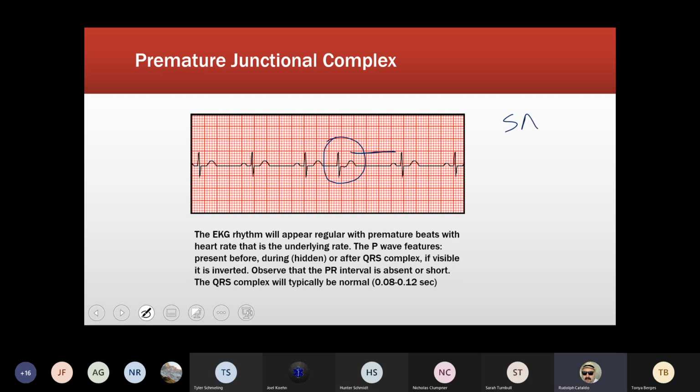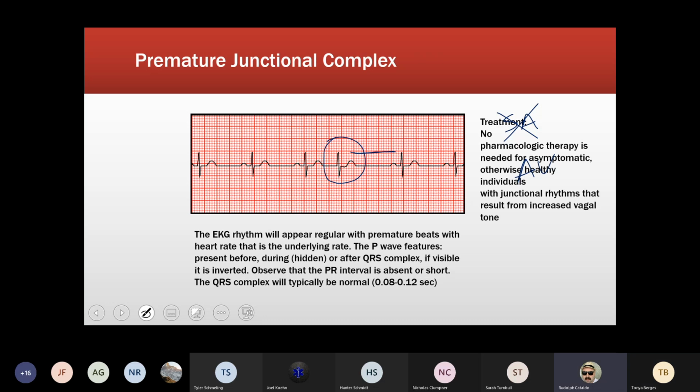So, did it come from the SA node? No. Nope. It did not. Most likely it came from the AV node because it's still narrow. SA node and AV node will still make narrow rhythms. Okay, again, this could be caused by lifestyle changes. When I say treat the patient, not the monitor, if they're tachy, you might have to treat their tachycardia. If they're brady, you might have to treat their bradycardia. It really just depends what their underlying rhythm is.